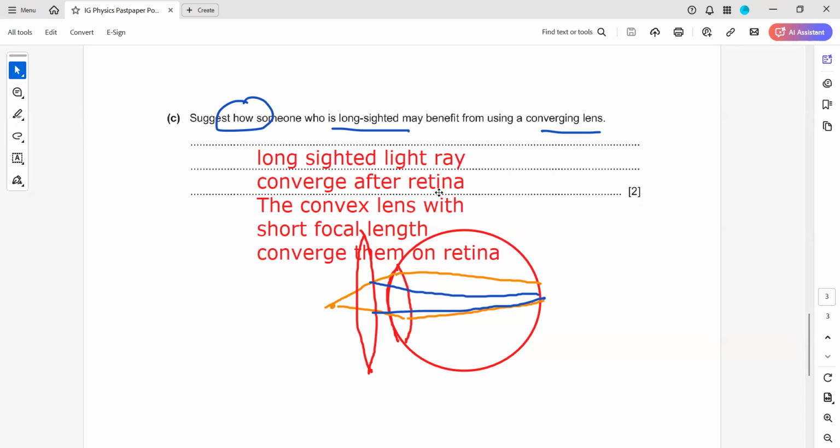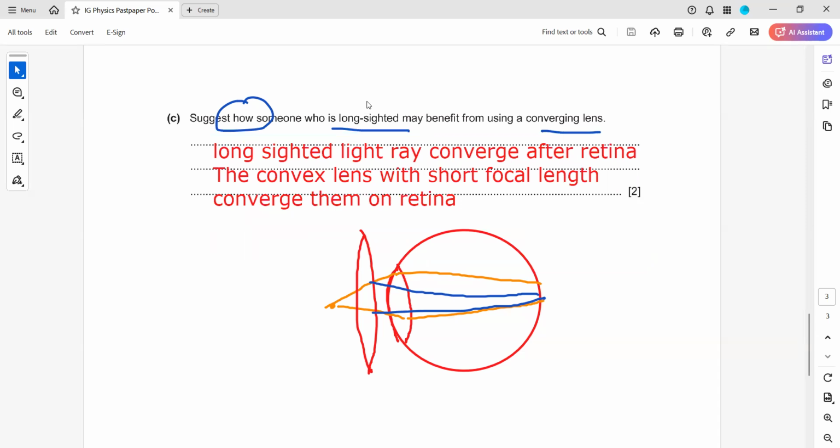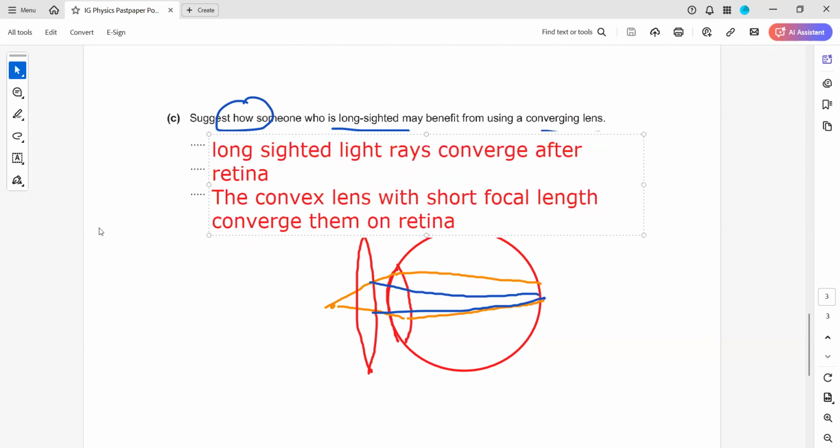So how do you score the 2 marks? First mark is explaining what long-sightedness is, what happens in long-sightedness. In long-sightedness, the light rays converge after the retina, not on the retina. When we use a convex lens, which has a shorter focal length, it will converge them on the retina. That's how it works.